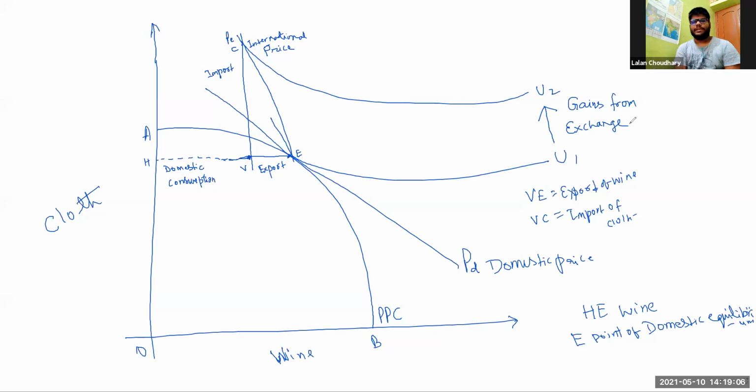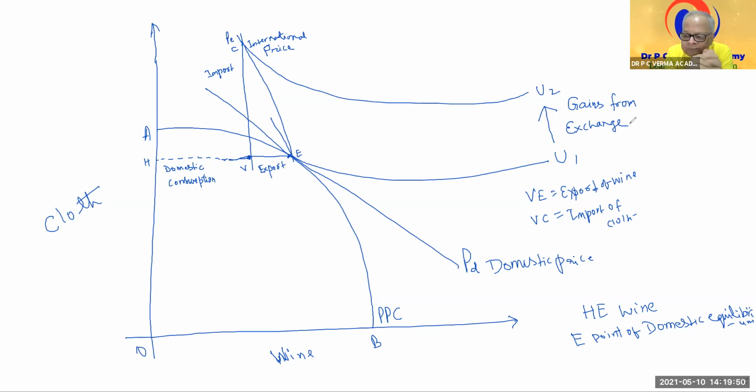Sir, initially, AB is the production possibility curve, and the price line is tangent to it. In this, there is no export, but when the country is indulging in international trade, then it will be able to export only VE amount of good, and in exchange for that, it will be able to get VC amount of good, and it will move from a lower indifference curve to a higher indifference curve U2, where it will be tangent to the international price line. So overall, the country will gain from international trade.